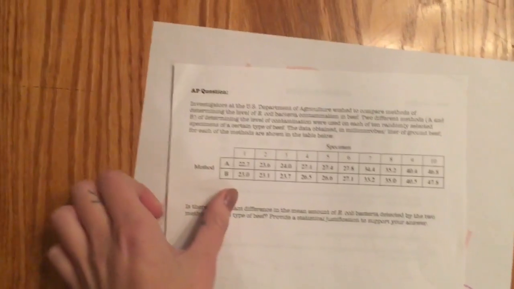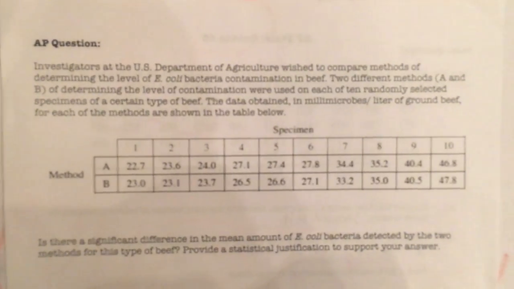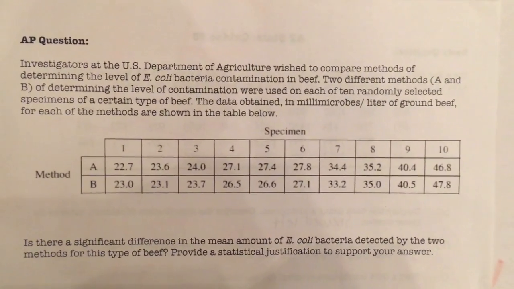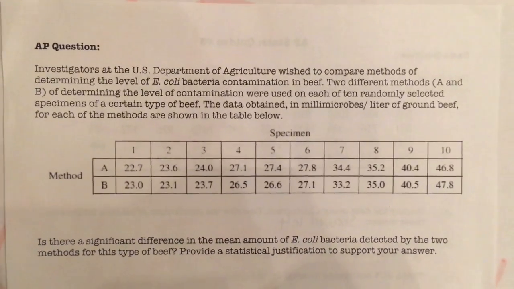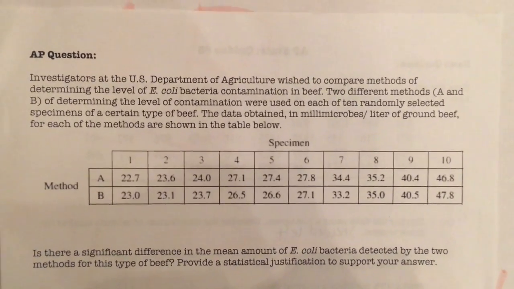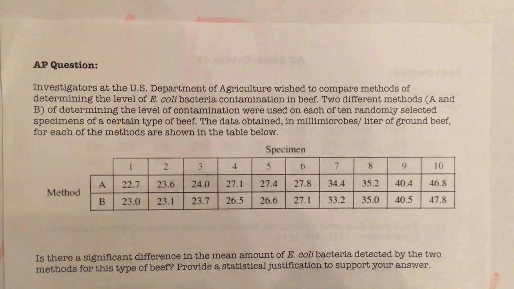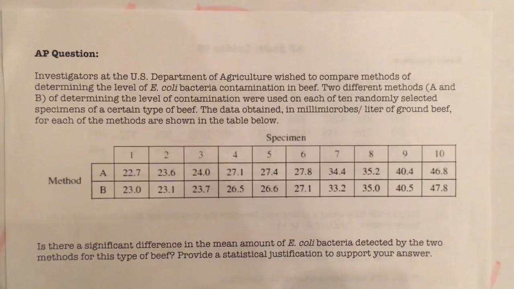And here is the table, just a visual. And then it asks us, is there a significant difference in the mean amount of E. coli bacteria detected by the two methods for this type of beef? Provide a statistical justification to support your answer.